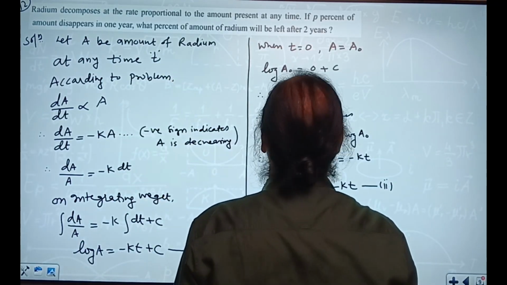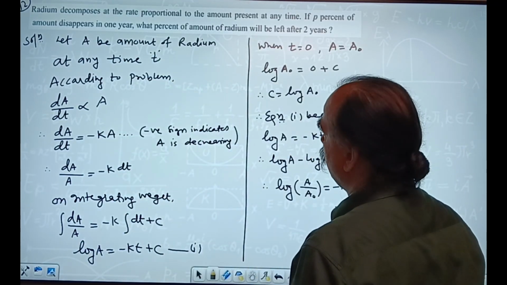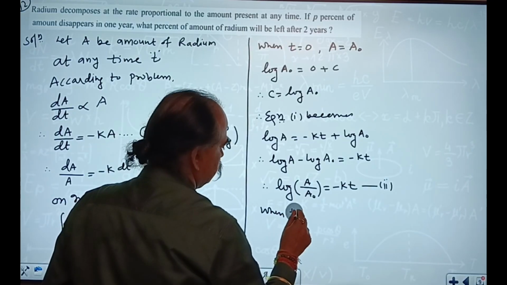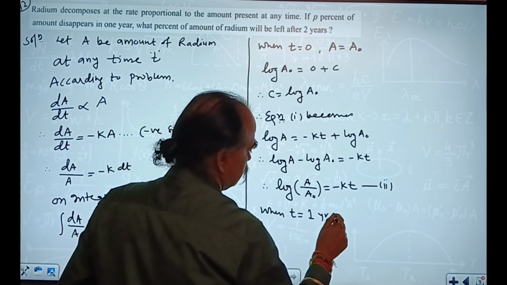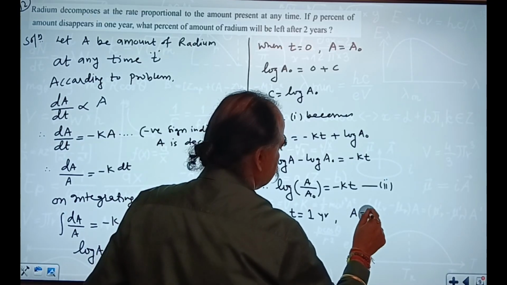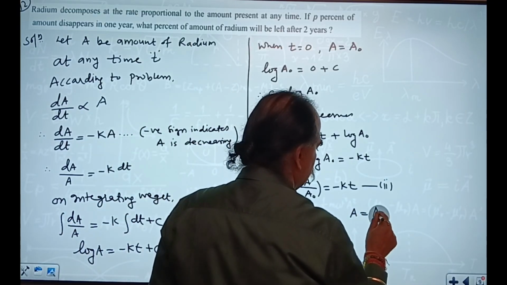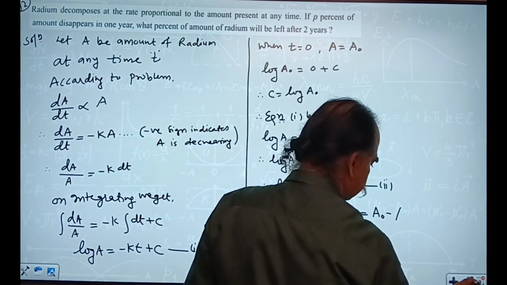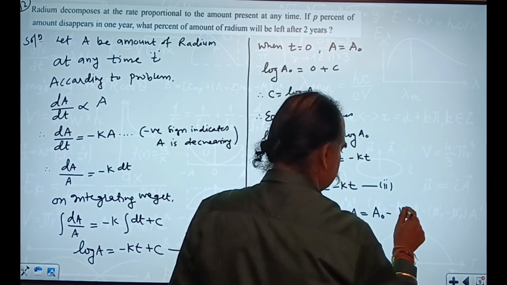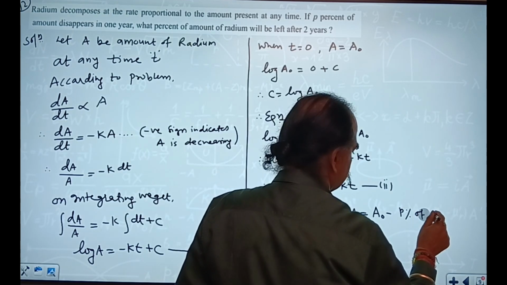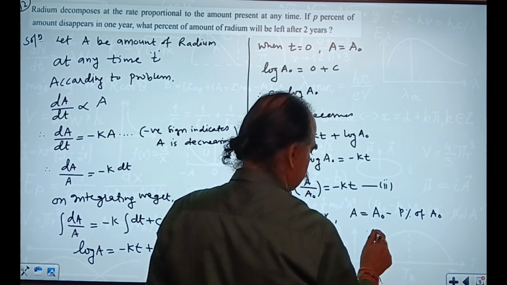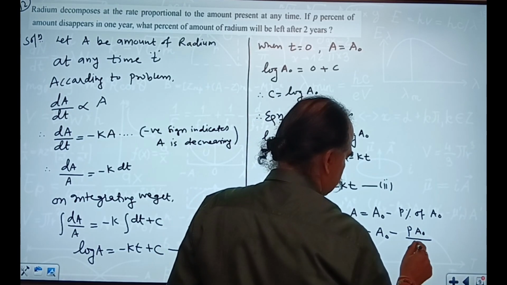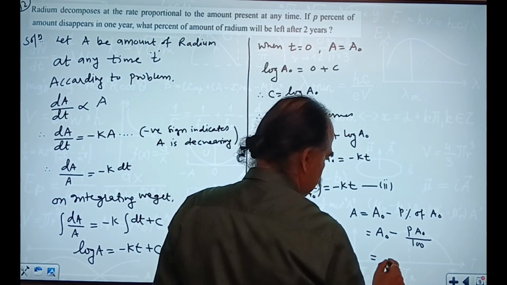Equation number 2. They are saying if p% of the amount disappears in 1 year, when t is 1 year, the amount left will be the original amount minus p% of A0, A0 common.